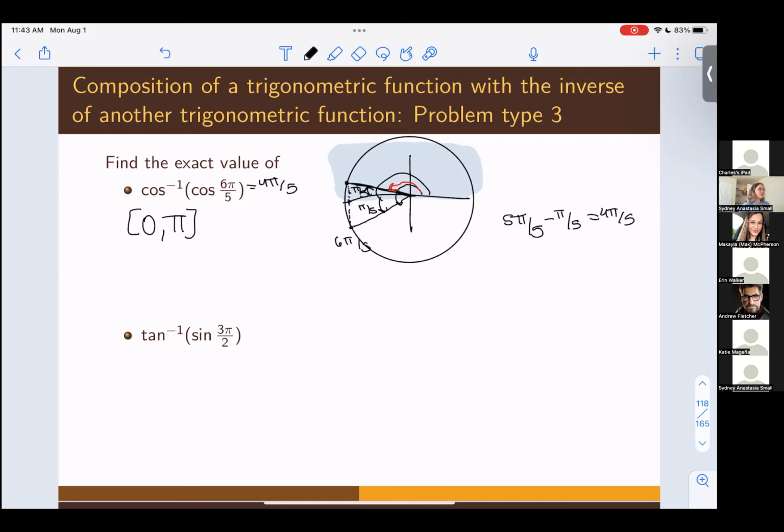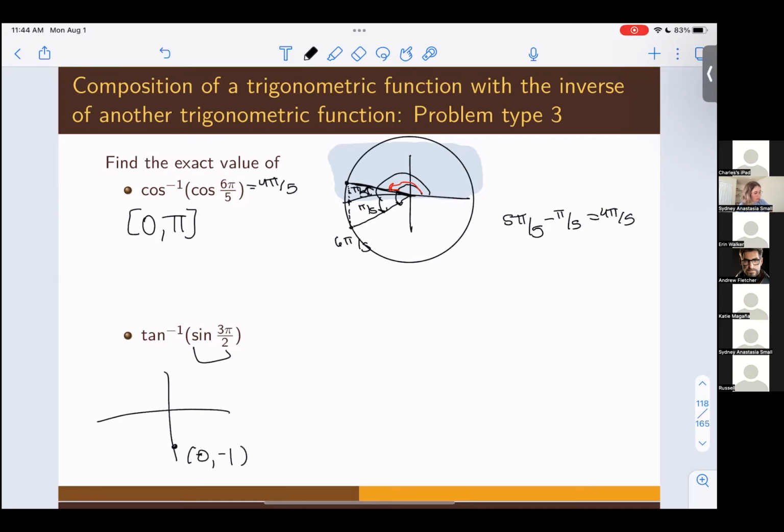This one I think is easiest to just evaluate working inside out, because we know the sine of 3 pi over 2. We can draw our unit circle. 3 pi over 2 is right here. Oops, I did not draw that on the axis. 3 pi over 2 is right there. And what is the y coordinate of 3 pi over 2 on the unit circle? It's -1. So we're looking for inverse tangent of -1. Cool, we've completely got rid of the sine. We're just working with one function now.